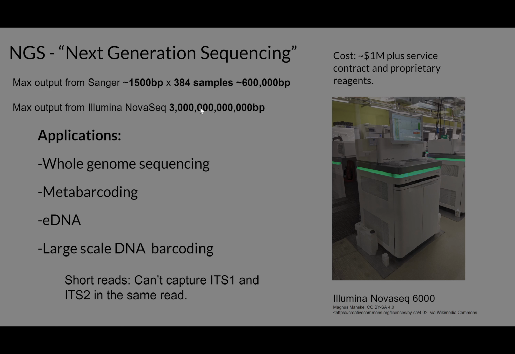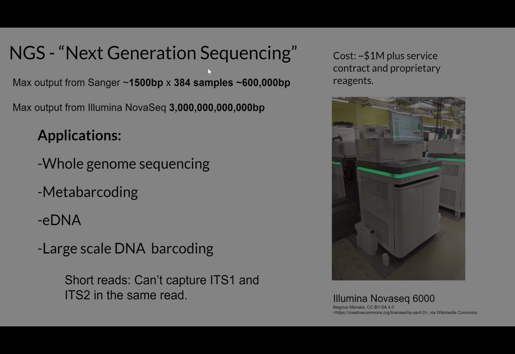Sanger sequencing is the technology that was used to sequence the human genome, and it took about 10 years to sequence 3 billion base pairs and stick them all together into a whole genome. The max output from a single run, you can maybe get DNA sequences that are about 1,500 base pairs long, although in practice this is kind of the upper limit. And you can do about 384 samples in one run. So with a total yield or total throughput of about 600,000 base pairs, give or take.